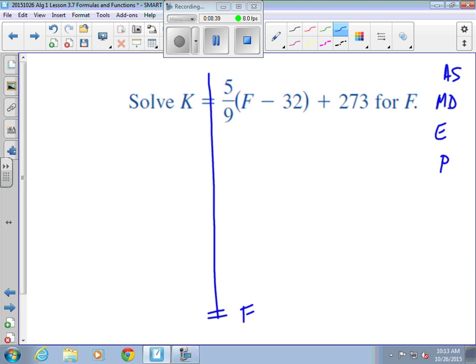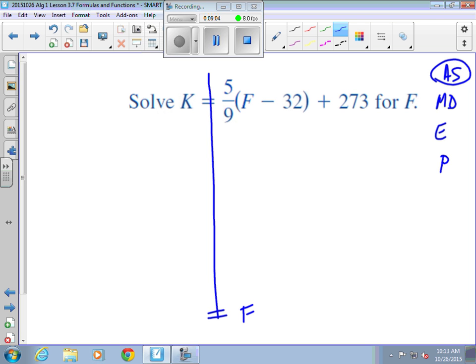Okay, we went a little bit longer than a minute there. You want to undo anything that is addition or subtraction first. You're trying to get f all by itself. We have f minus 32 up there, and then we have plus 273. So there's definitely addition and subtraction happening. But remember, since f minus 32 is in parentheses, you can't touch it till the end. That's the last step when you undo it.